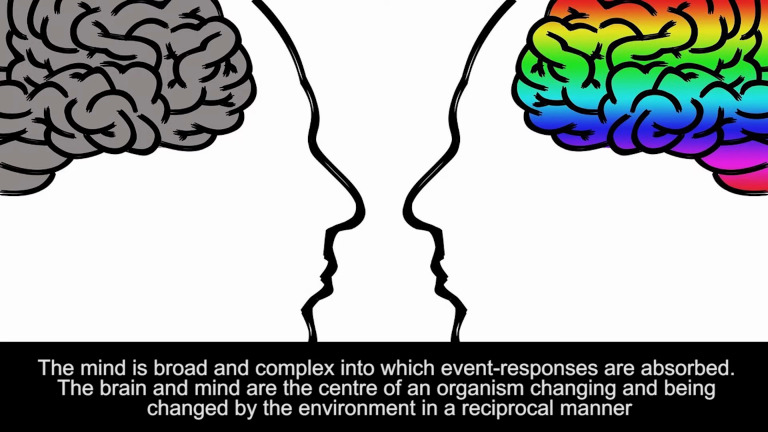The brain and the mind are the center of an organism, changing and being changed by the environment in a reciprocal manner. It means that when we are interacting with the environment, we are ingraining something from the environment into our brains, taking something from the environment. At the same time, we are also responding to the environment. So it becomes a reciprocal manner. If in the classroom, the teacher asks the students to please answer this question, and a student raises her hand, it's a reciprocal response to what the environment was asking the students to do.